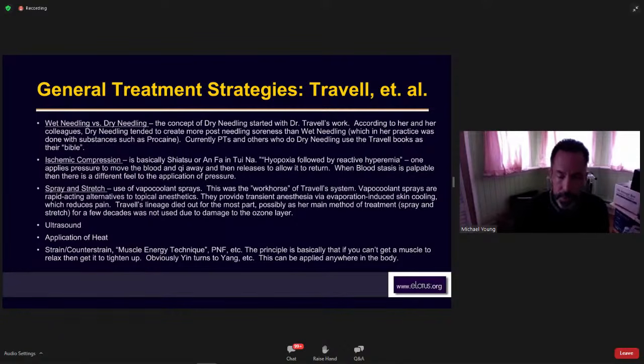She talks about how to inject each muscle and about other therapies as well. But again, her workhorse was spray and stretch. And I think that's why it's not more prominent today.